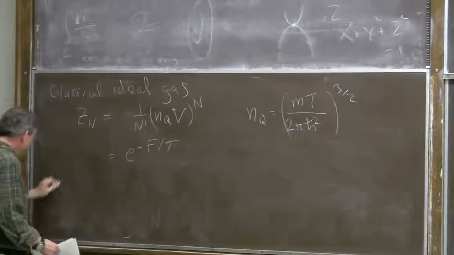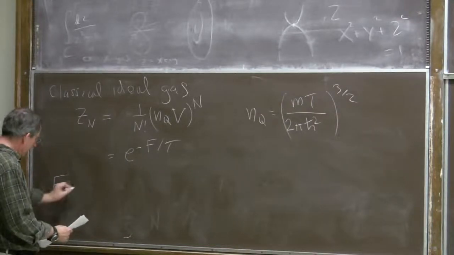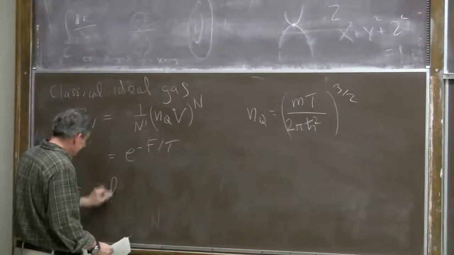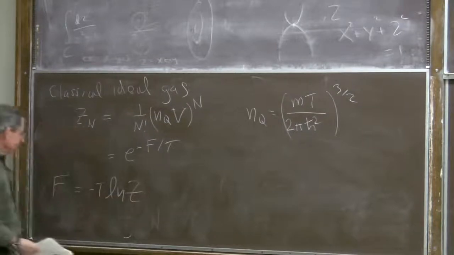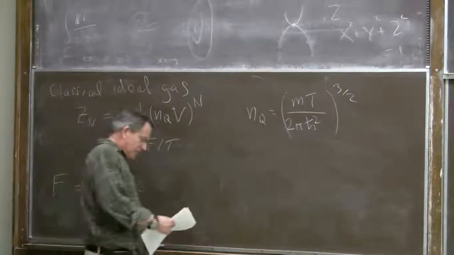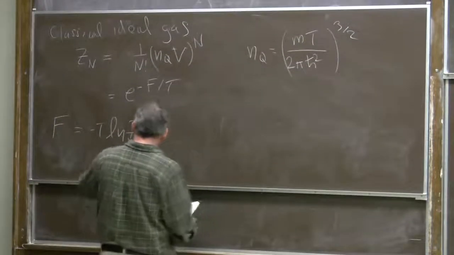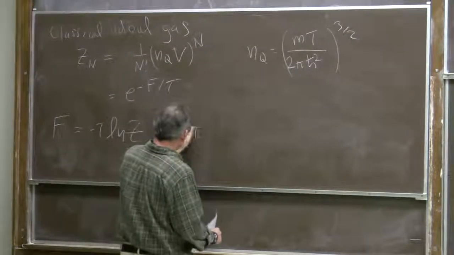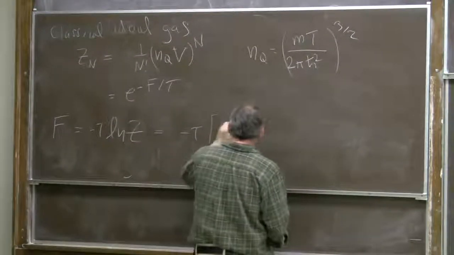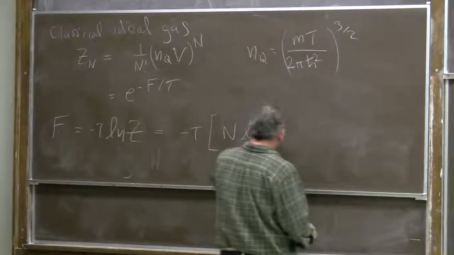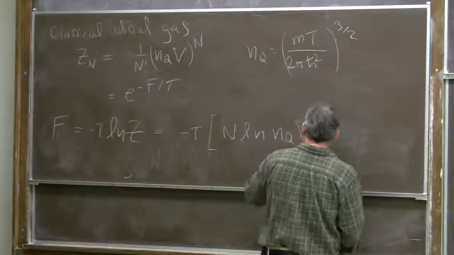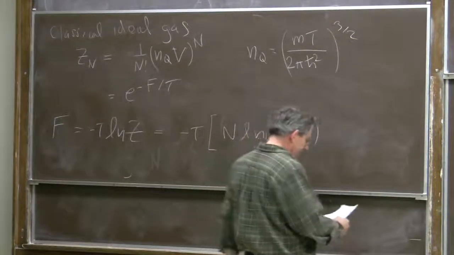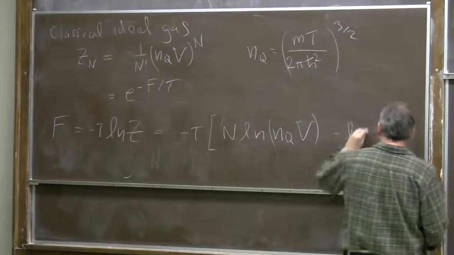So for the ideal gas, the free energy is minus tau times N times the log of the quantum concentration times volume, minus the log of N factorial.